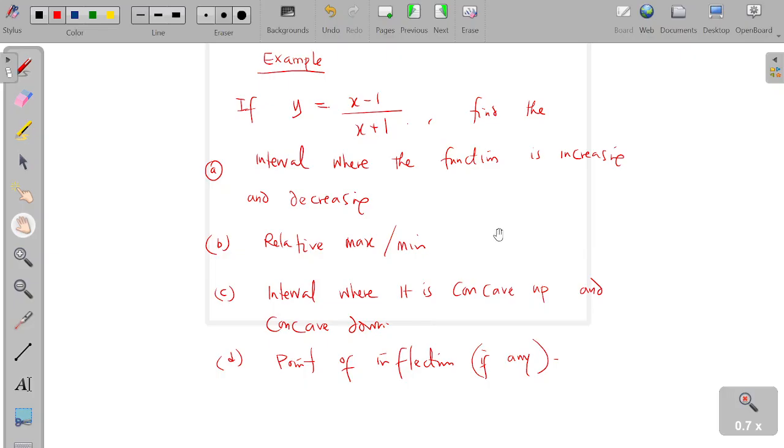All right, welcome back to Introductory Mathematical Analysis. We are going to be doing this question in Chapter 13.